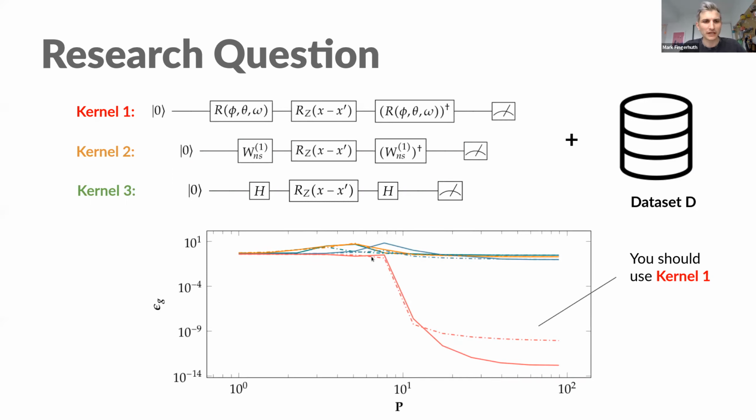I'm purposefully not dwelling too much on the details of this plot because we're going to be looking at a lot of these plots later on. But I just want to give you the high-level idea that ideally we would want to have a theoretical way to predict or tell us which of these kernels are better suited for the task.